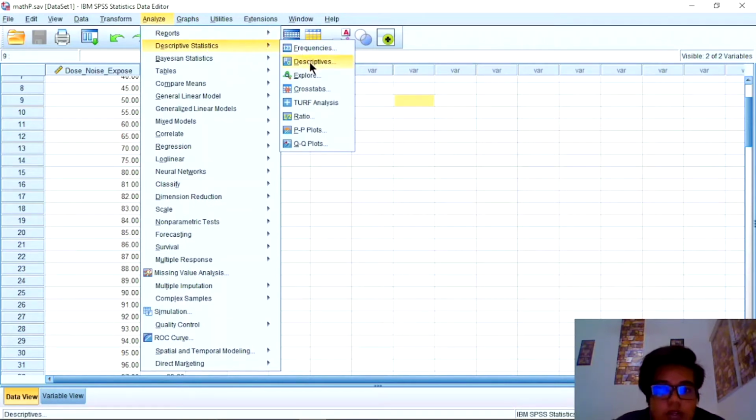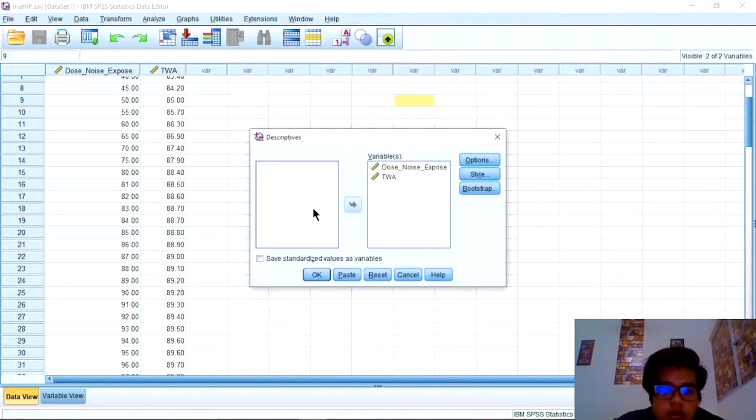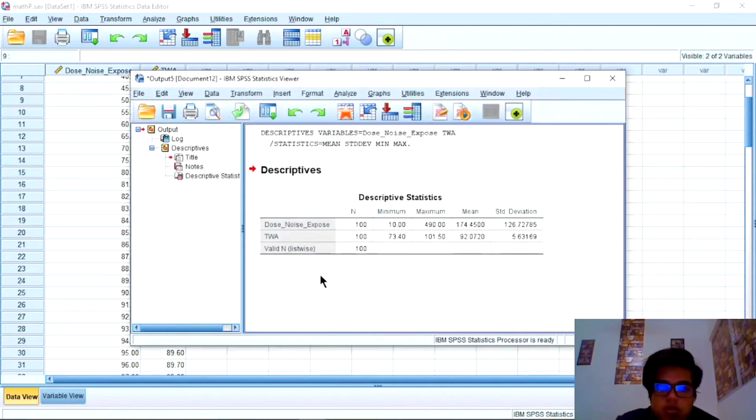After that, we choose Descriptives. So we insert two variables, which are noise and TWA, time weighted average, and then we press OK. As you can see here, there is descriptive statistic data for noise and TWA of OSHA. So the independent variable here is noise, while the dependent variable is TWA.